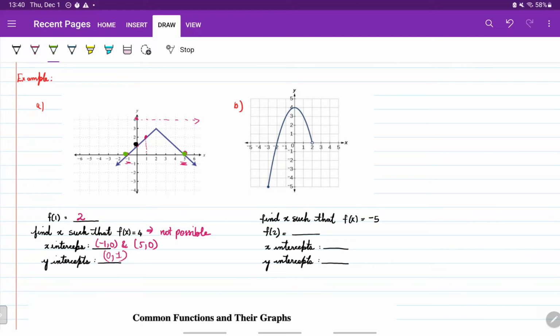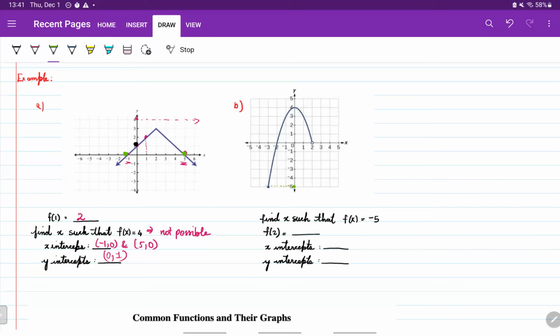There is a repeat here. Find x such that f of x equals -5. So f of x is -5, that is y is -5. If you draw a vertical line... oh, wait, sorry, I got confused. It says f of x is -5, that means y is -5. I was thinking x was -5. Okay, so y is -5.